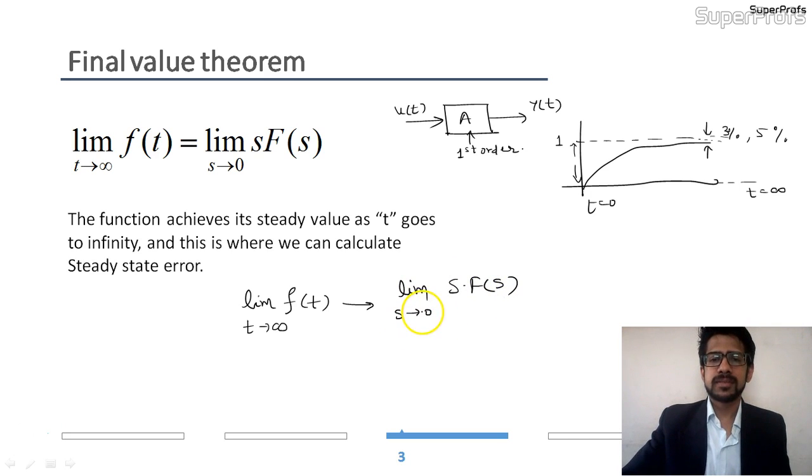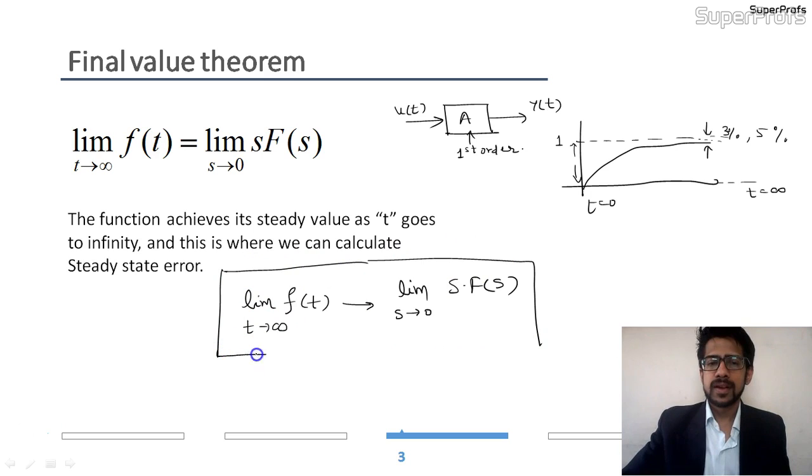The proof of the theorem is not important at this particular time. You will be studying the proof of this statement in different subjects such as signals and systems. Let us assume that we have this proof and we will use this particular statement as the final value theorem to calculate steady state errors. So just remember, final value theorem says the final value of any system can be determined by taking limit s tending to 0 of s into F of s.